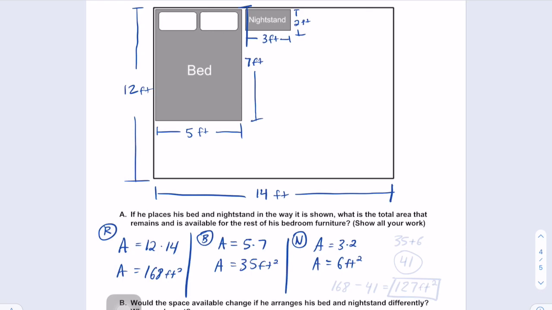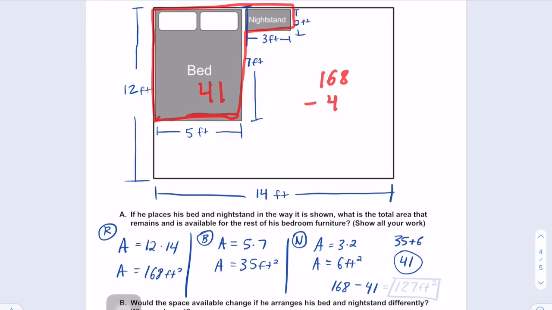This tells me that I can solve for the total used space, being the bed and the nightstand, 35 plus 6, and subtract that from the total, which was 168. When I do this here, I do get 41 for the total used space between the bed and the nightstand. So now I can just do 168 minus 41 to get an answer of 127 square feet.